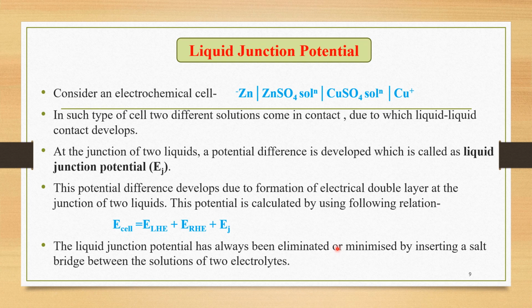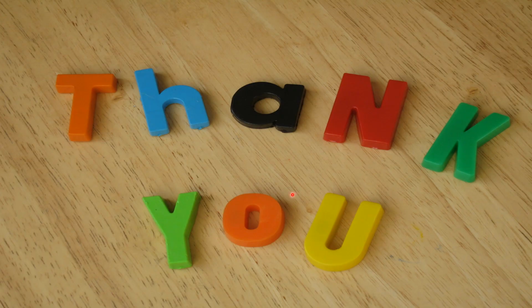So in this lecture, we studied two important points. The first one is the different types of electrodes, and the second one is liquid junction potential. With this, I stop here. The remaining points of this chapter we will study in the next lecture.